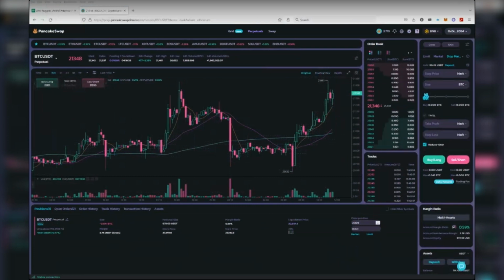Where's my Kucoin account? One of my Kucoin accounts that I have. I have actually a long open on Kucoin right now, which I probably should be closing. I'll do a live trade for you guys on Kucoin also right now. Actually, I actually had to take profit. Yeah, I had to take profit.